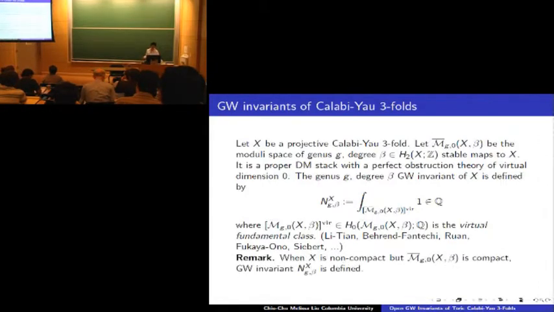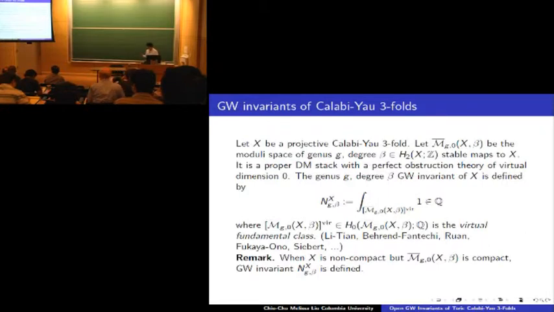So I would like to remark that the construction of this virtual fundamental class relies on two things, the virtual tangent bundle and the properness or compactness of the moduli space. If your X is a non-compact Calabi-Yau threefold, this moduli space still has a virtual tangent bundle of rank zero, but the moduli space might not be compact. Suppose that for some particular genus g and degree β, this moduli space is compact. Then you can still define the Gromov-Witten invariant for this particular genus and degree.